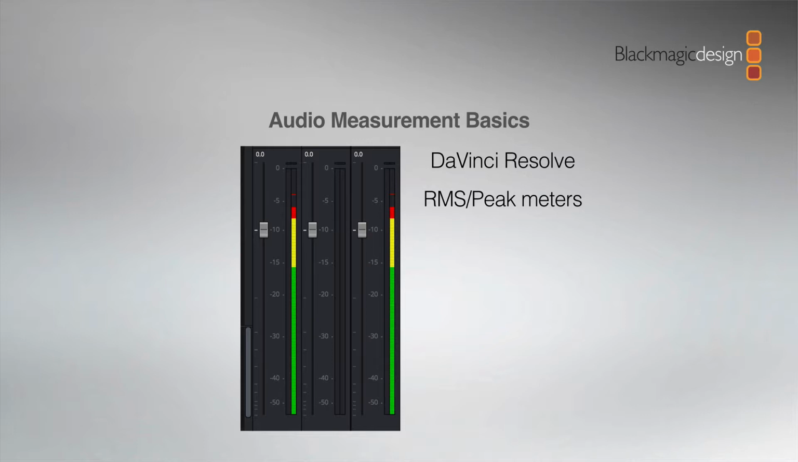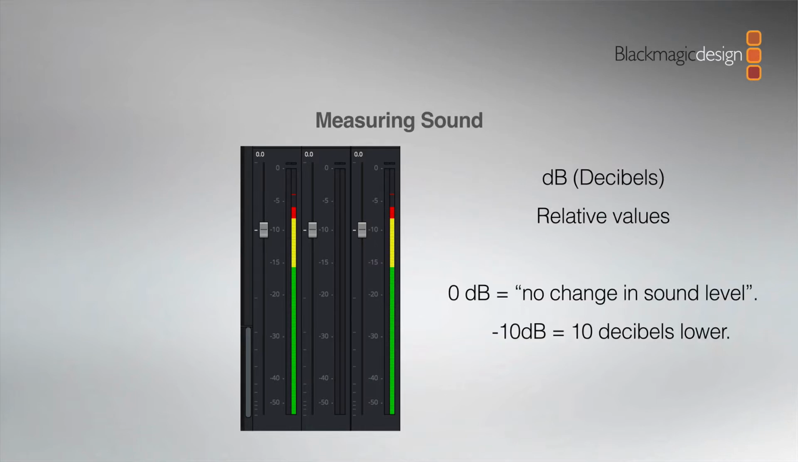So how do you read these RMS peak meters? Well, they're done in decibels, and decibels are relative values. So if you're boosting something up 10 dB, you're not hitting 10 dB, you're just moving things up 10 dB. So if it's at minus 30, you are now at minus 20 if you raise it 10 dB. You're not at 10 dB. 0 dB means there's no change in the level. Minus 10 dB means you've lowered by 10 decibels.